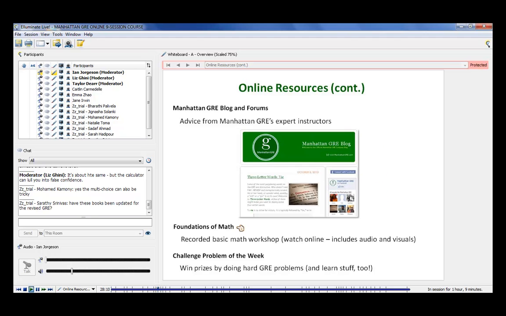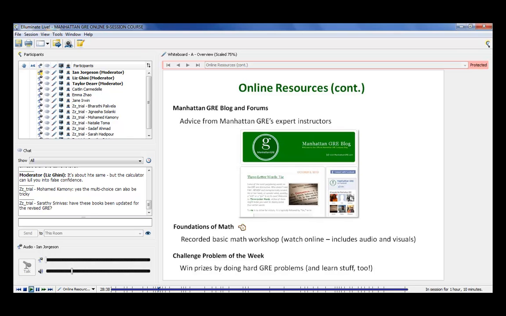This is really important, foundations of math. Some people are probably coming to us already being pretty comfortable with the math. And if so, that's great. That means class is really going to be focused on taking that good math knowledge that you already have and showing you how to apply it on GRE problems, how to avoid the trickiness, how to deal with the strange language that they like to use.